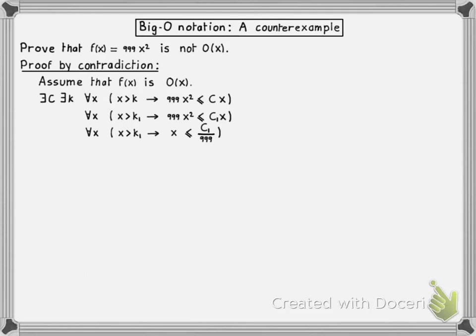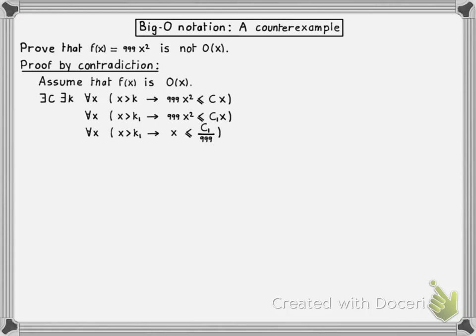And now the previous observation becomes important, because K1 is a constant and C1 is also an integer constant. So when you divide C1 by 999, you get some other constant. Maybe not an integer, maybe it's a rational number, but it's still a constant. And maybe now you should have an idea of where the contradiction is going to come from, because we just proved that this statement is true.